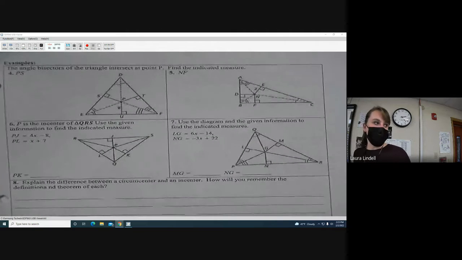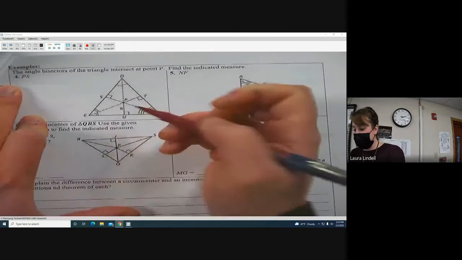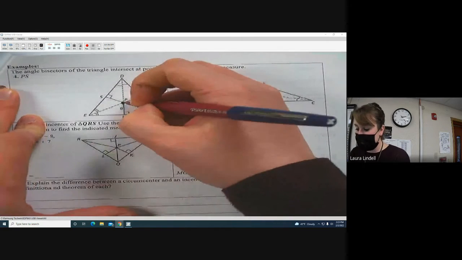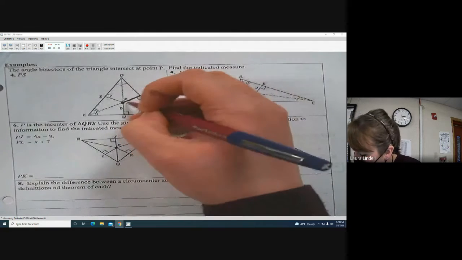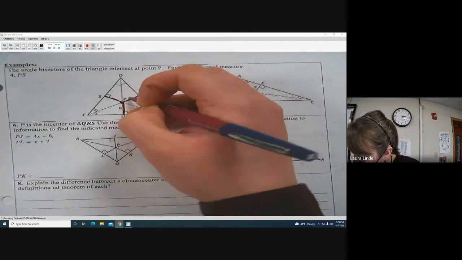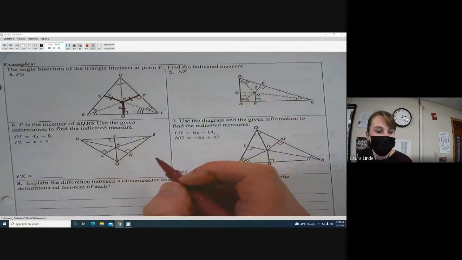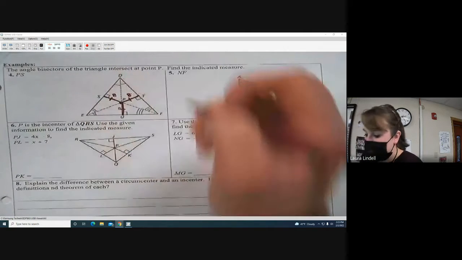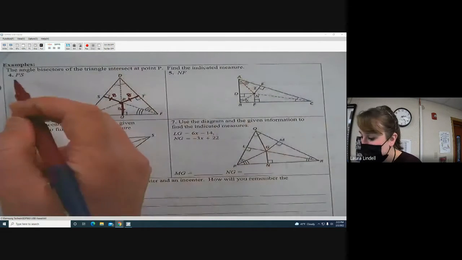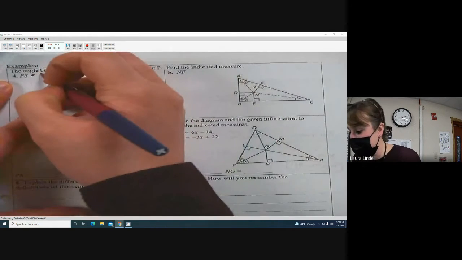All right, so the first one is simple. The angle bisectors of a triangle intersect at point P. That tells me that this is the incenter. Before I do anything, I'm going to label what things will be congruent, and it's going to be these three distances. So that means that since this one is 8, these two are also 8. And since we're asked for PS, which is this one, we can say that PS is 8.